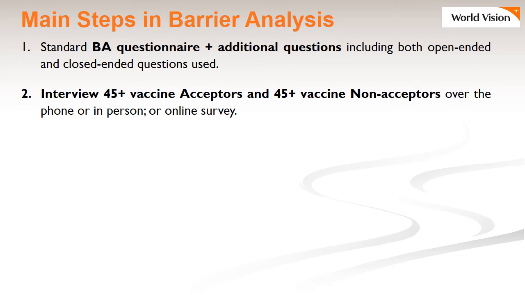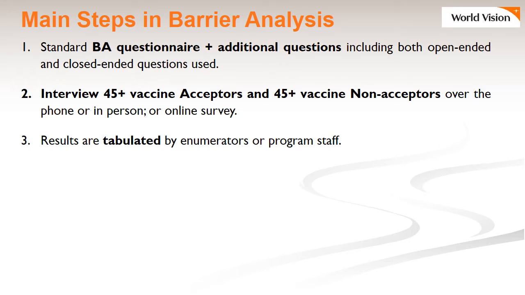You generally interview 45 vaccine acceptors and 45 or more vaccine non-acceptors over the phone, in person, or using an online survey. And with BA studies of staff and others with higher literacy and good internet access, respondents can receive a link to fill out an online survey, and this really makes it quite a bit easier.